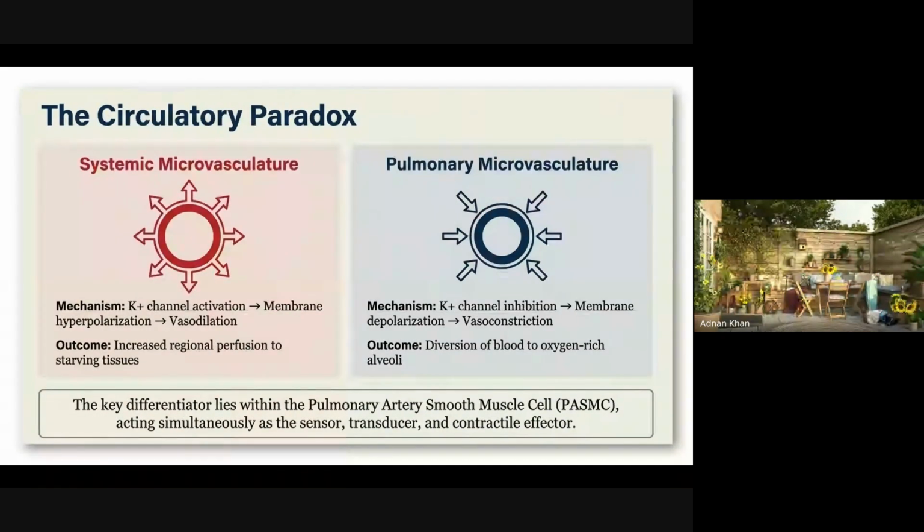This is self-explanatory, as you all know that the systemic microvasculature, in response to hypoxia, vasodilates and increases the regional perfusion to a starving tissue. But if we look at the pulmonary microvasculature, here we can see the opposite phenomenon. It leads to vasoconstriction in response to hypoxia and diversion of the blood to oxygen-rich alveoli.